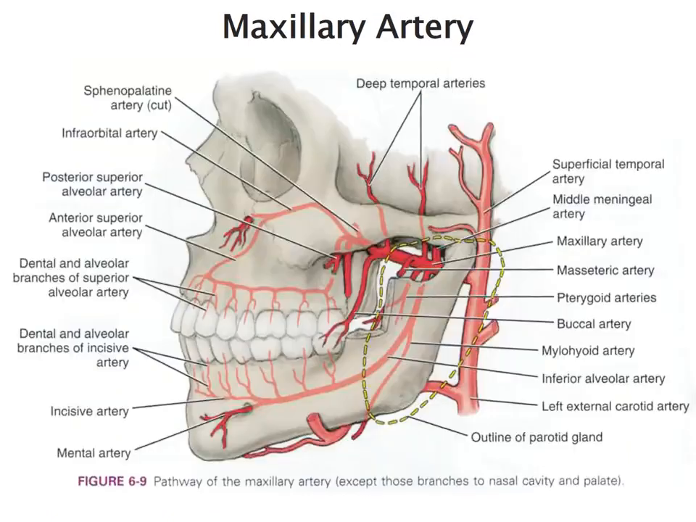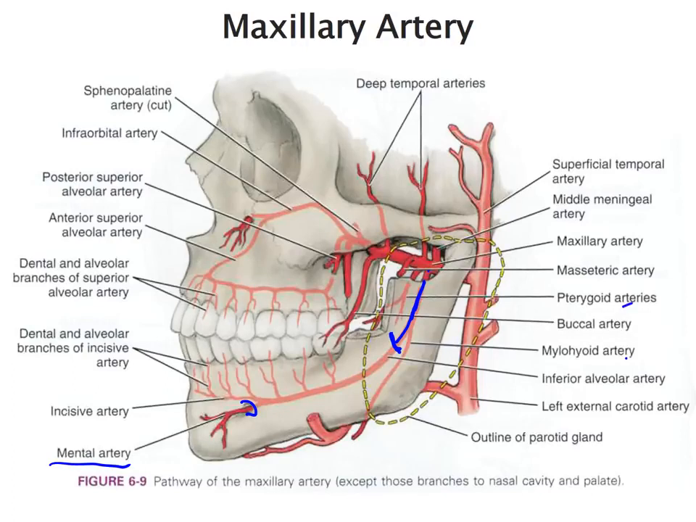This slide gives you a better perspective of how the maxillary artery relates to the bony structures of the face. So let's review. Here is the inferior alveolar artery, which enters into the mandibular foramen roughly in this area here. It courses through the bony conduit of the mandible, and it exits onto the chin here at the mental foramen as the mental artery.